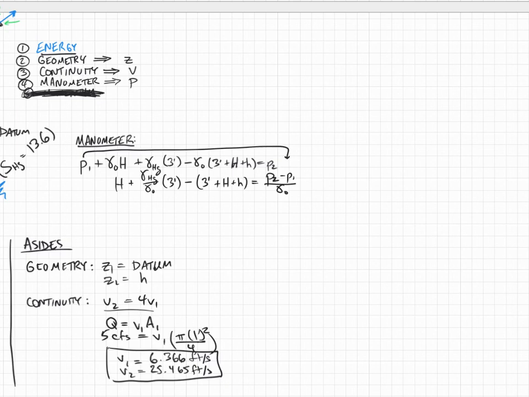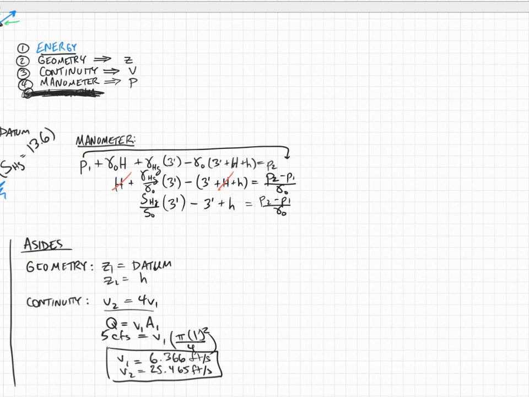Now what do you see is happening here? Well, look, one of those has gone away, right? This capital H is going to cancel with that negative H right there. When I do those gammas, they're going to do the nice thing and run away. So gamma Hg is going to be S Hg times the gamma of water. S oil is going to be S oil times the gamma of water. So the gamma of water is going to cancel, times 3 feet minus 3 feet plus H equals P2 minus P1 over gamma oil.